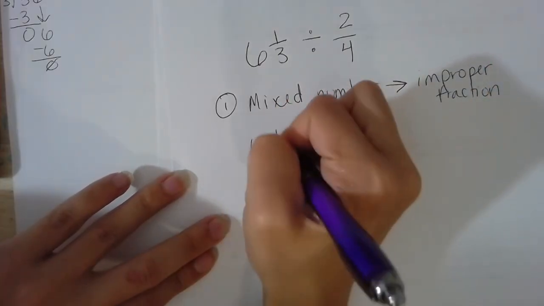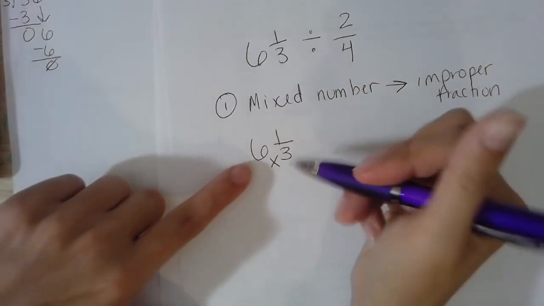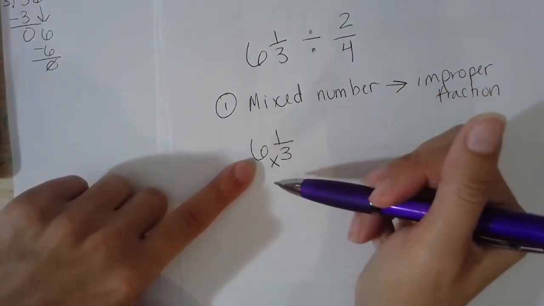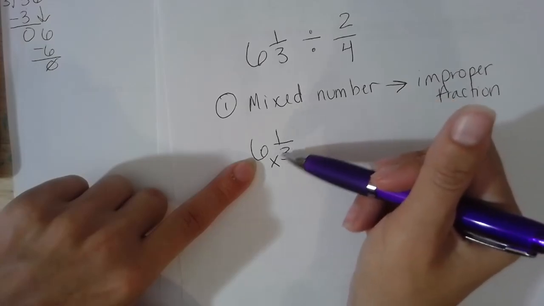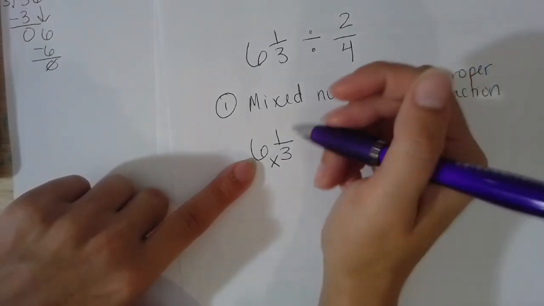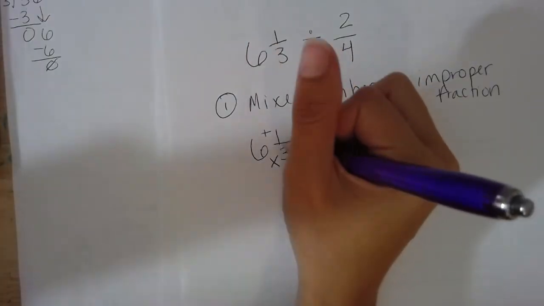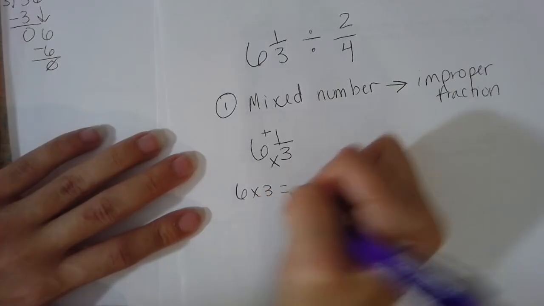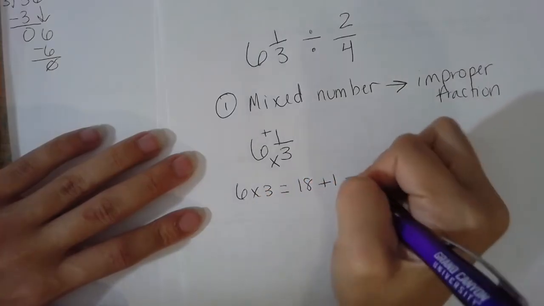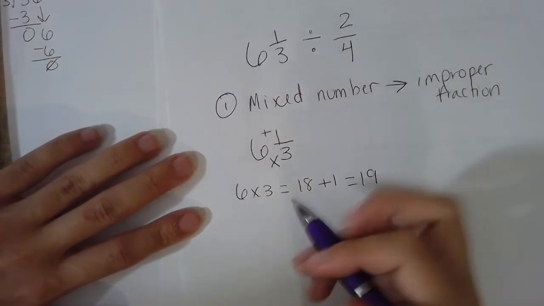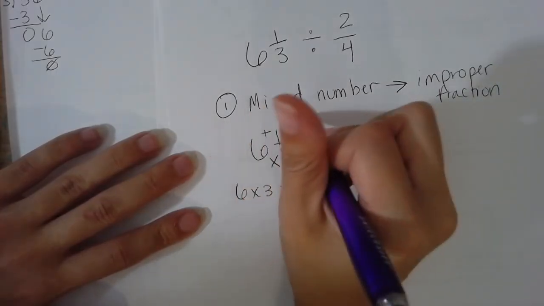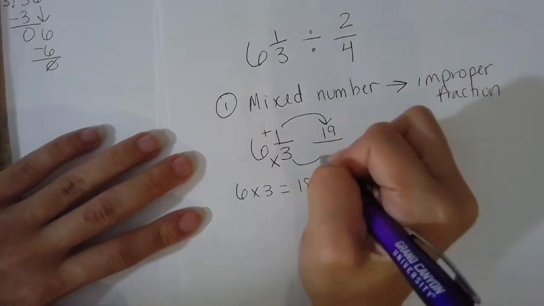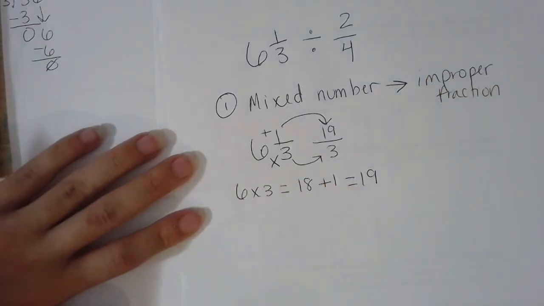So in order to do that, we multiply our denominator by our whole number, because this is going to create how many of those thirds that we need to have 6 wholes. And then we're going to add our numerator. So what this looks like is 6 times 3 equals 18 plus 1 equals 19. This string of math then becomes our new numerator, and our denominator doesn't change at all.